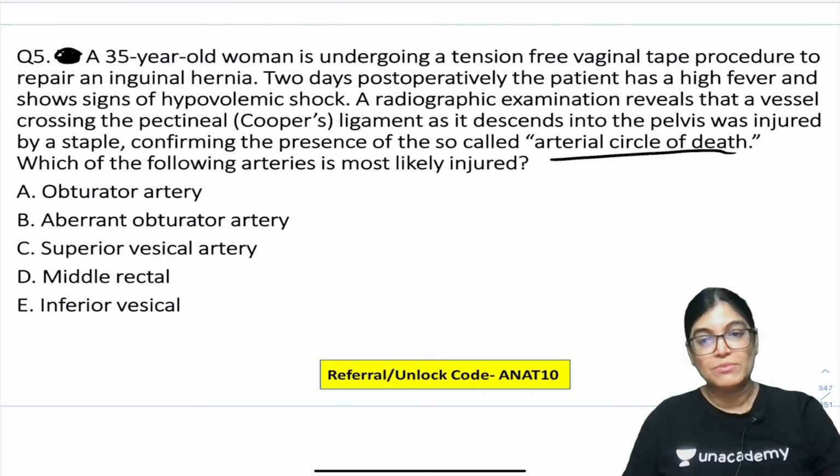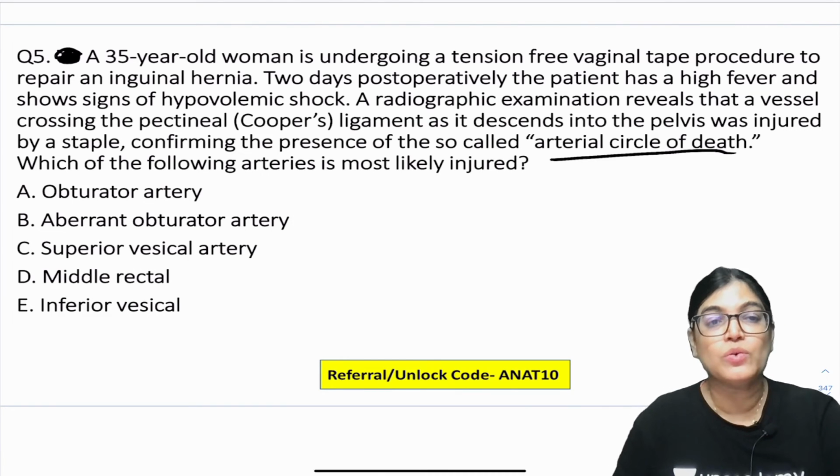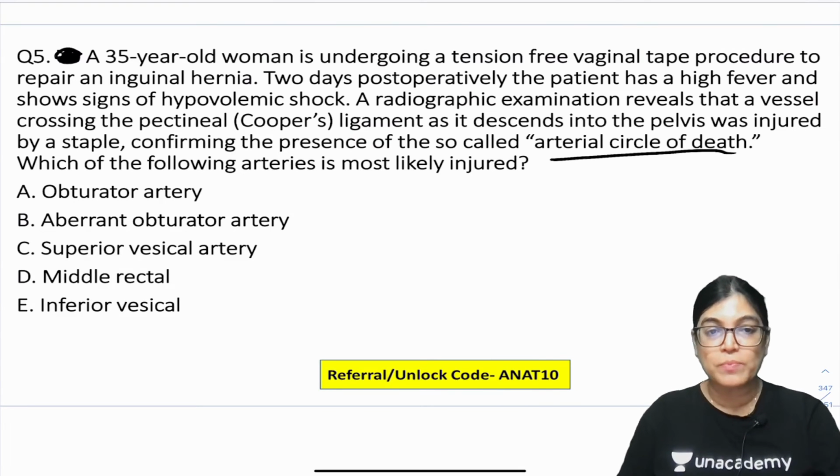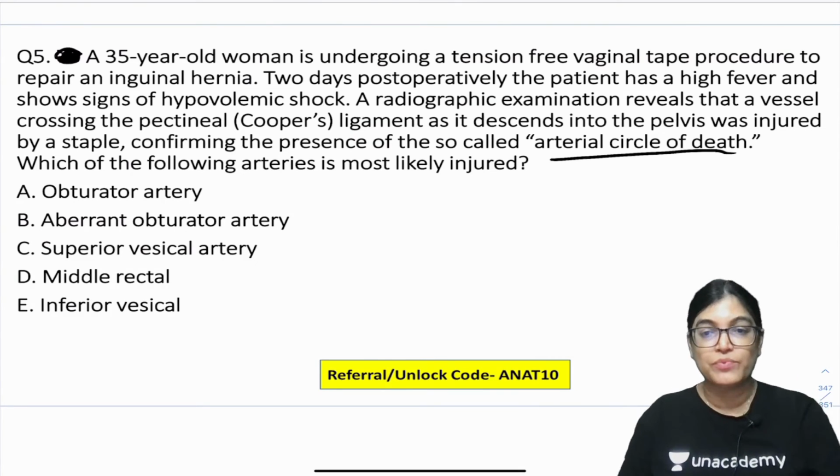So, your time starts now. 30 seconds will be given to you. Whether it is obturator, aberrant obturator artery, superior vesical, middle rectal, or inferior vesical artery.